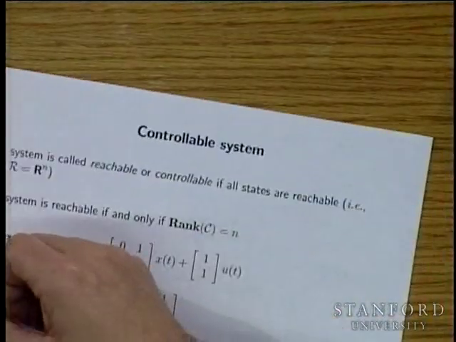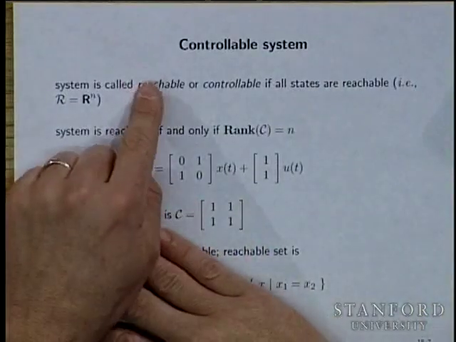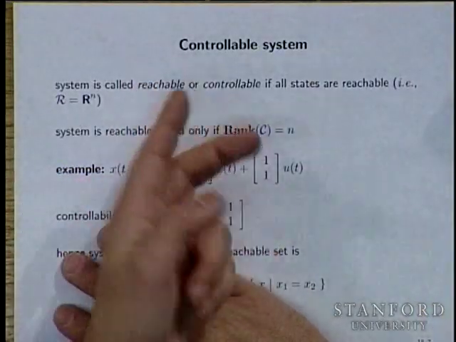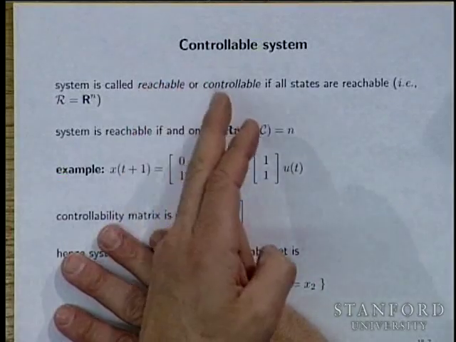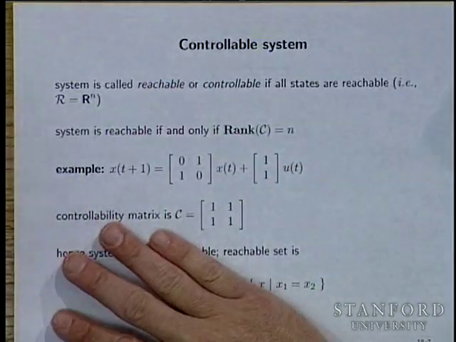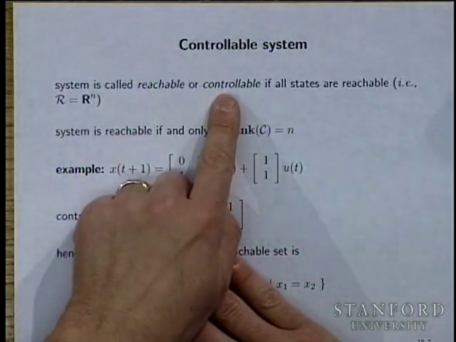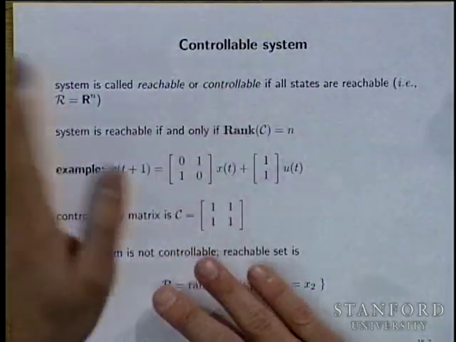Okay. Now a system is called controllable or reachable. Now unfortunately, there are people who distinguish between reachable and controllable, sadly. So sometimes controllable means something slightly different, but don't worry about it for now.